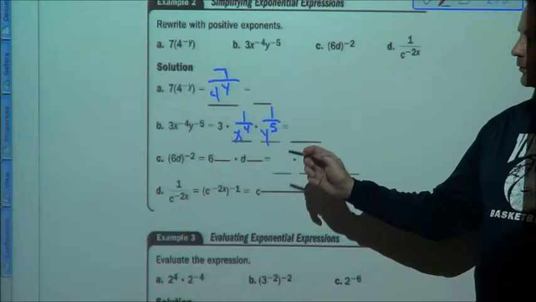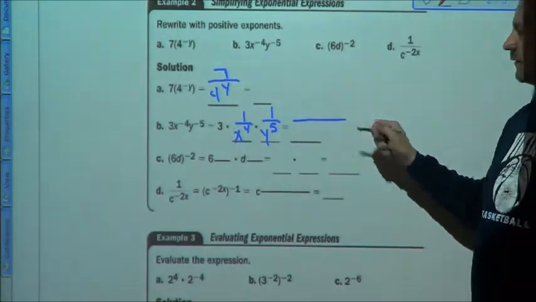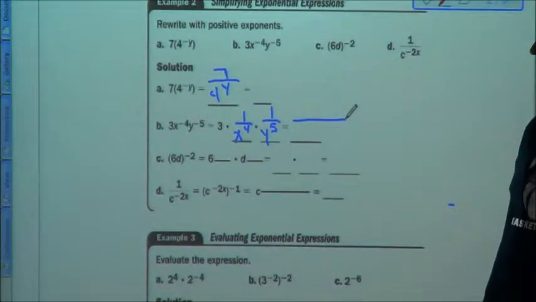Now you can skip this step in your work. When you're doing your work, when I do this, I just make a fraction bar and figure out what's going to be on top, what's going to be on the bottom.